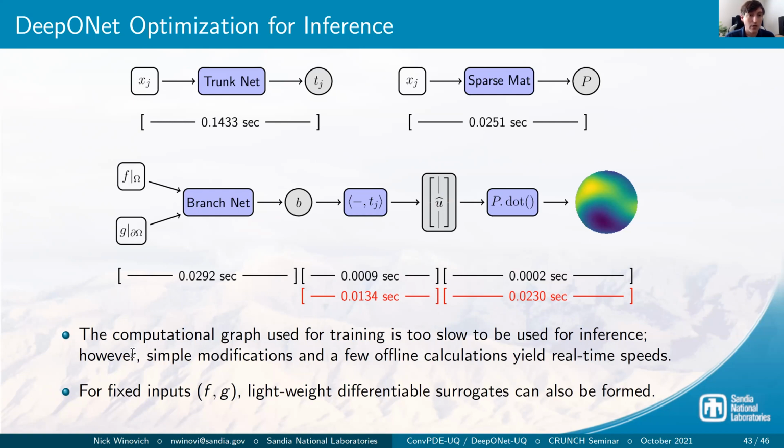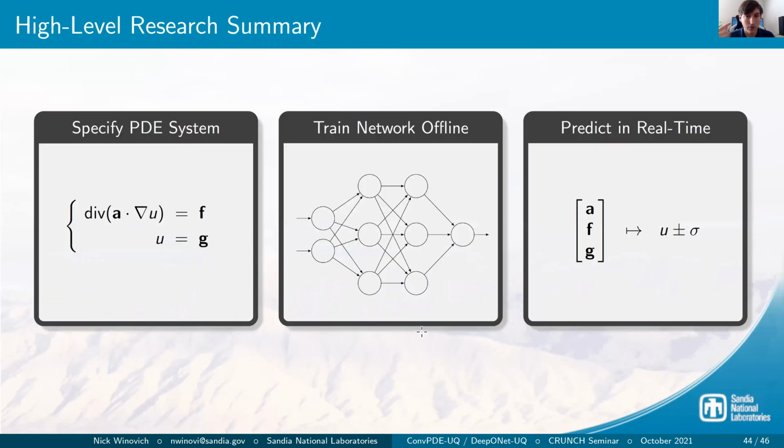And also another advantage to DeepONet over the convolutional approach is that conversely, if you fix the F and G, you can do basically the same thing, but you can actually define your surrogate model in terms of a neural network, basically just a weighted neural network, and you can use automatic differentiation to get the surrogates automatically.